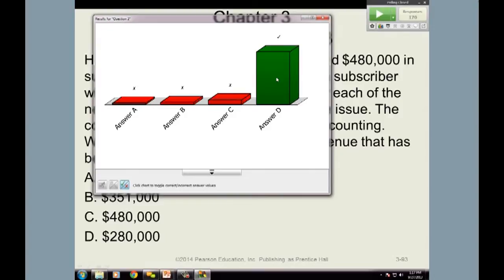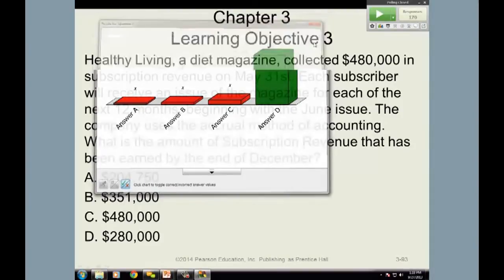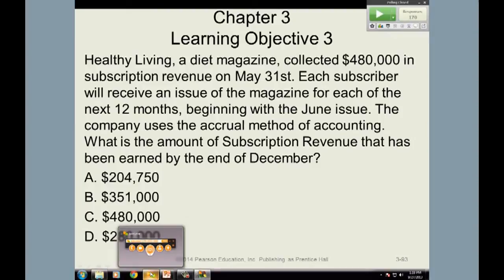Okay. All right, now the more important piece of this is, what's the journal entry? What's the journal entry they make to record the subscription? They receive $480 in cash, so they do what? Right. They debit cash, $480. This on May 31st. Okay, so that would be the entry they make at that point.